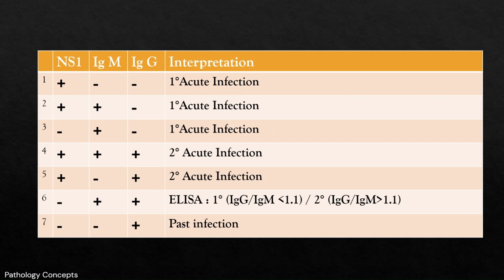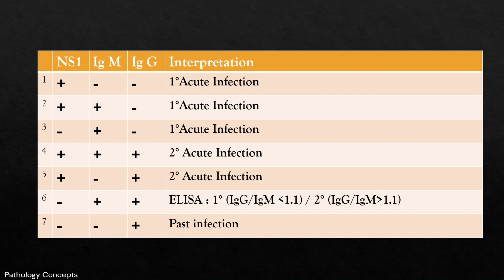First, if only NS1 is positive and both antibodies are negative, then it represents a primary acute infection. Second scenario is NS1 and IgM positive but IgG negative, which represents a primary acute infection. Again, if NS1 is negative, only IgM is positive and IgG is negative, then it also suggests primary acute infection. If all three are positive, NS1, IgM and IgG, then it suggests secondary acute infection.